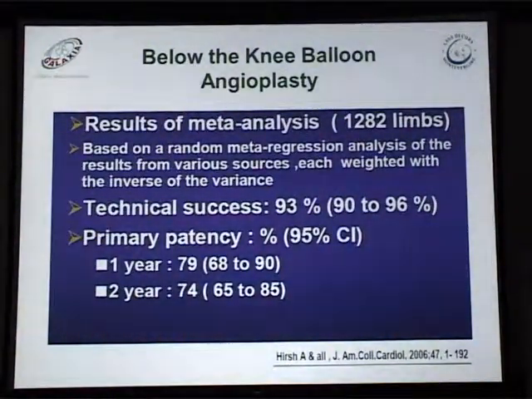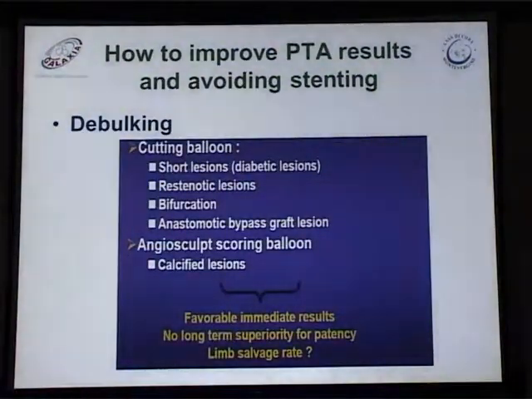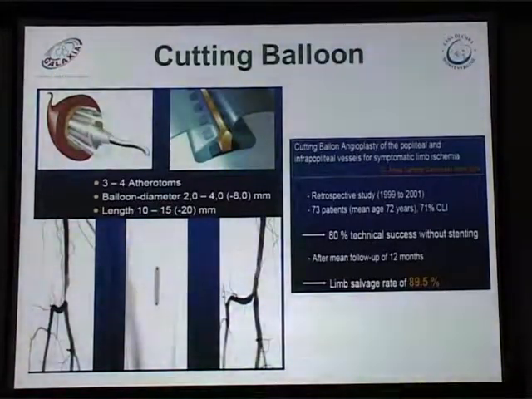So below the knee balloon angioplasty, a result of a meta-analysis from 1,232 limbs: the technical success rate on average is 93%. Primary patency rate at 1 year on average is nearly 80%, and at 2 years, 74%. How to improve angioplasty results in this very complicated arterial district? We have a lot of debulking systems, as I told before, cutting balloons, AngioSculpt balloons.